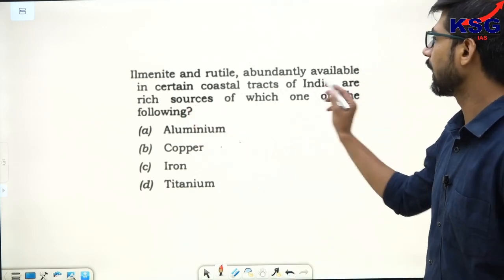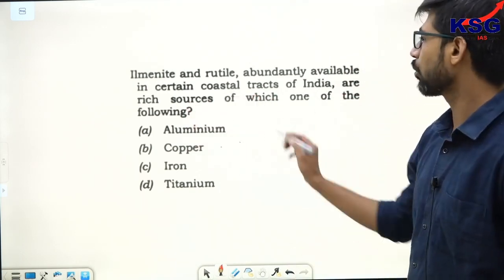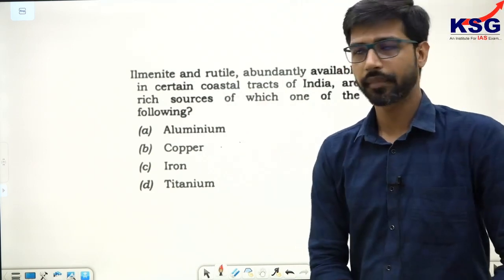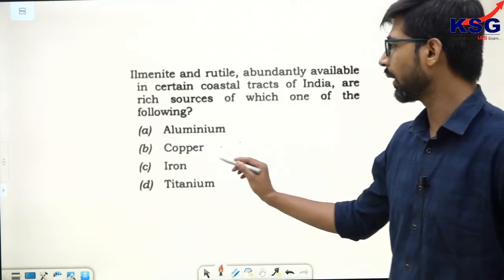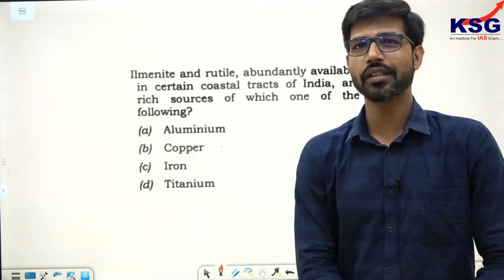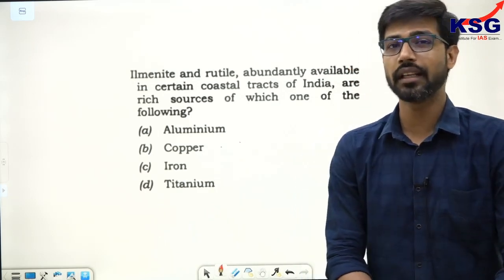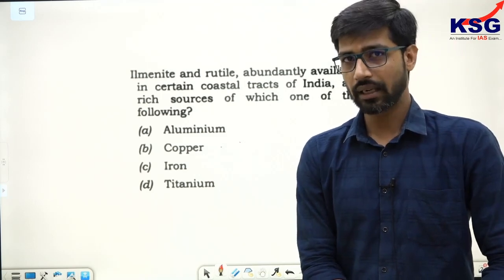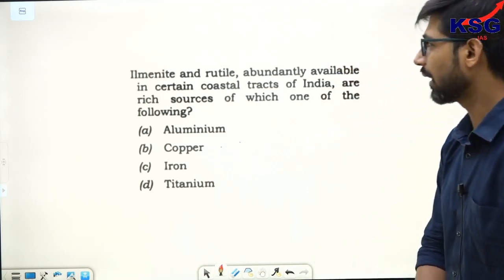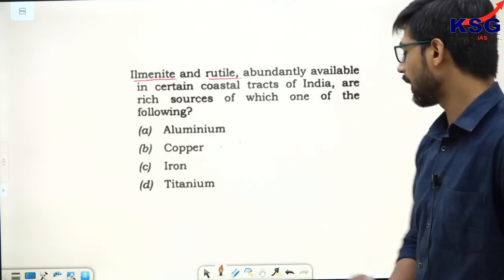Ilmenite and rutile, abundantly available in certain coastal tracts of India, are rich sources of which of the following minerals? There are four options available here: aluminium, copper, iron and titanium. UPSC can ask questions wherein they can probe into your understanding as to what are the various ores which are out there, and particularly the rare earth metals are UPSC's target. So let's try and find out the answer to this question: ilmenite and rutile.